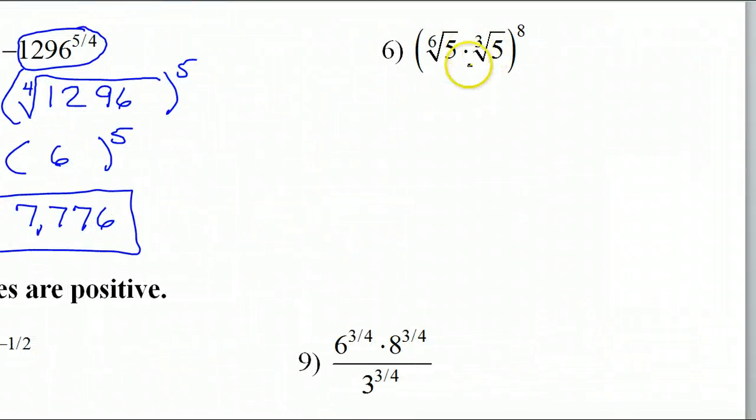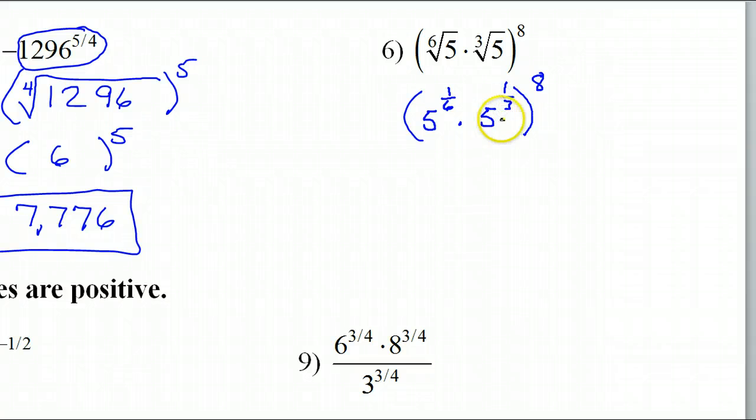Number 6. Now, for number 6, this one's strange and interesting. I see these bases, if you will, are the same, but the roots are not the same. So I cannot just straight multiply these or anything because the roots are not the same. What you really need to do is convert these to exponent form. So for example, the 6th root of 5 is the same thing as 5 to the 1/6 power. The 3rd root of 5 is the same thing as 5 to the 1/3 power.